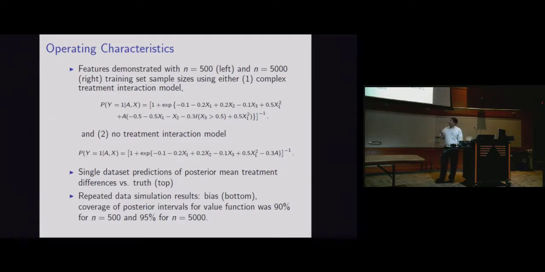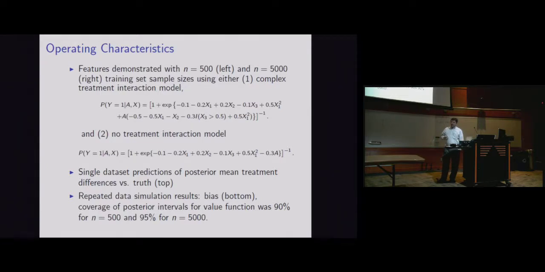So this first model, you can see here, this is the interaction term. It's got a quadratic in x1, it's got a linear in x2, and it's got a tree type interaction in x3. So it's a complicated interaction model. The other one is not interacted. These are all logit methods.